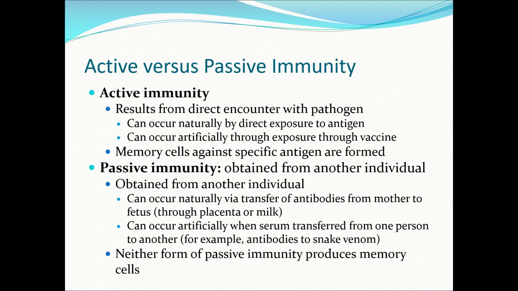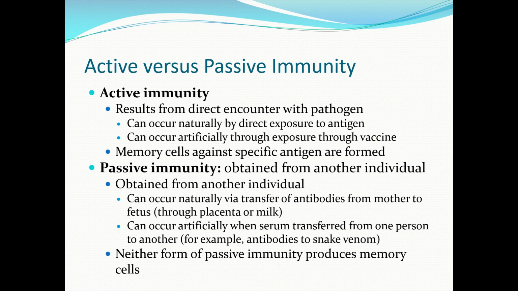Finally, let's look at active versus passive immunity. Active immunity results from direct encounter with the pathogen. Passive immunity is obtained from another individual. So with active immunity, it can occur naturally by direct exposure to the antigen, or it can occur artificially through exposure from a vaccine. Memory cells against a specific antigen are formed.